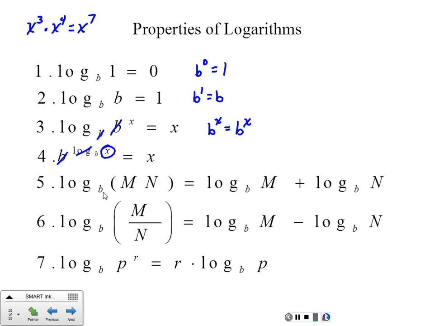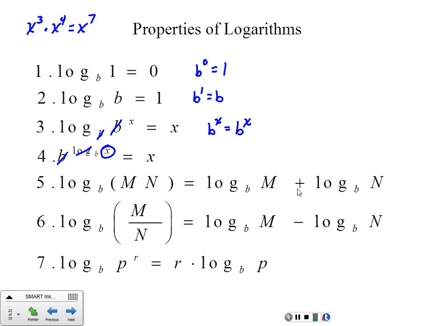So, look at this, number 5. If you have the log of any base of a product, m times n, what you can do is separate that into 2 separate logs, which allow you to put this in your calculator. Log of any base of m plus the log of the same base of n. And that goes hand in hand with what we did here. When you multiply powers with like bases, you add the exponents. So when you take the log of a product, you can split it up into an addition problem.